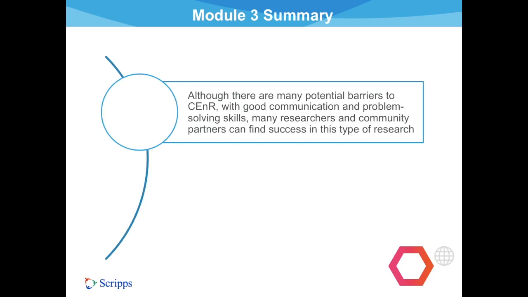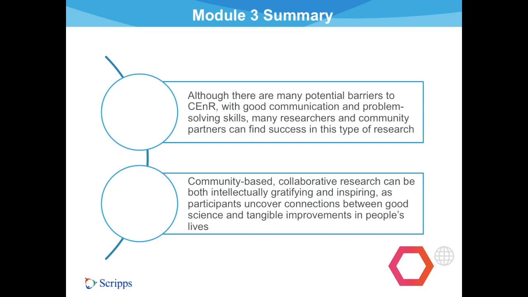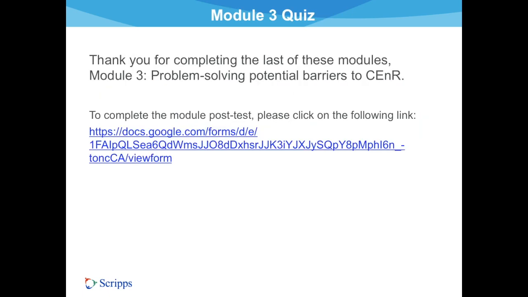In summary, though there are many potential barriers to CEnR, with good communication and problem-solving skills, many researchers and community partners can find success in this type of research. Community-based, collaborative research can be both intellectually gratifying and inspiring, as participants uncover connections between good science and tangible improvements in people's lives. Thank you for completing the Conducting Community-Engaged Research, CEnR, Module 3, Problem-Solving Potential Barriers to CEnR.